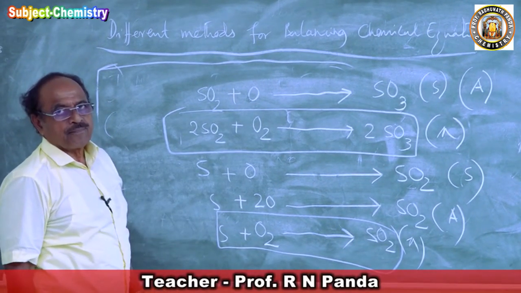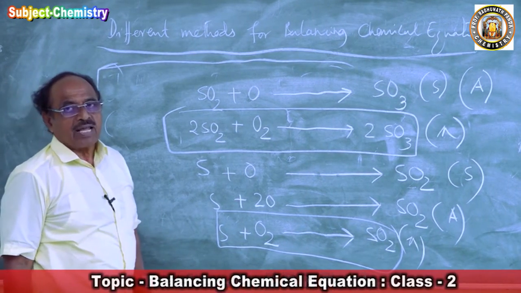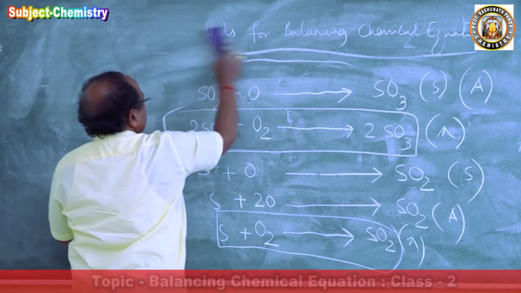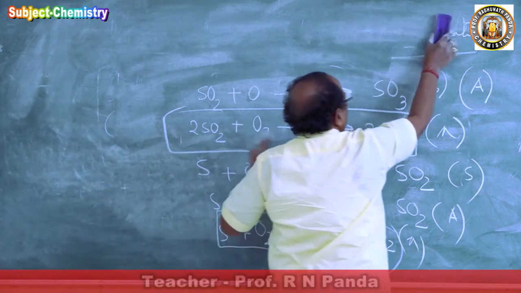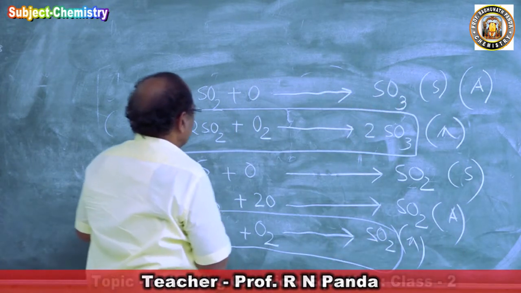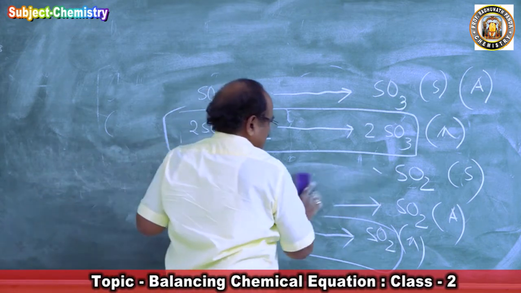gives 2SO3, sulfur trioxide. So this method is called the hit and trial method of balancing chemical equations. So what we do, we balance the chemical equations by some method. Suppose we take another reaction, potassium chlorate heated.